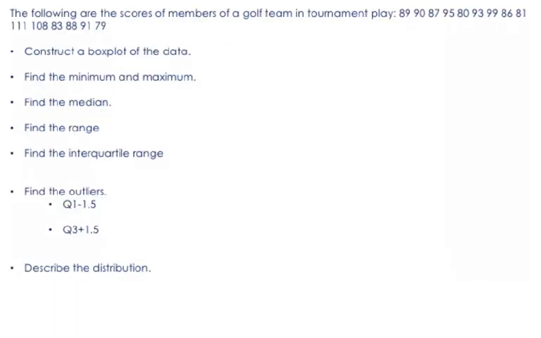Okay, so here's what I want you to do. I want you to construct a box plot for this. You're going to have to find the minimum, maximum, the median, the range, and the interquartile range. Then we're going to find the outliers, and then we're going to describe the distribution, either skewed left, symmetrical, or skewed right. So what I want you to do right now is go back and look at that first problem we did, and create the box plot. Try that in 1, 2, 3.